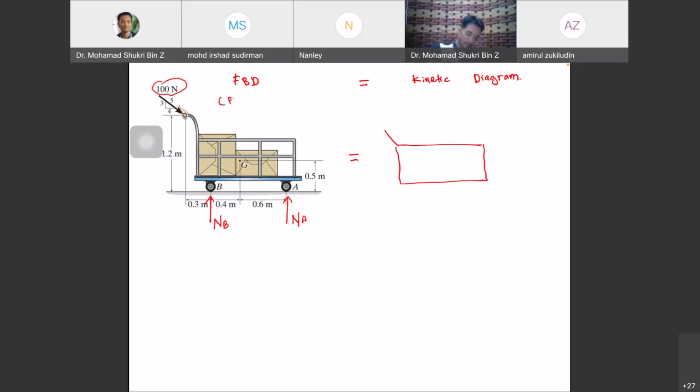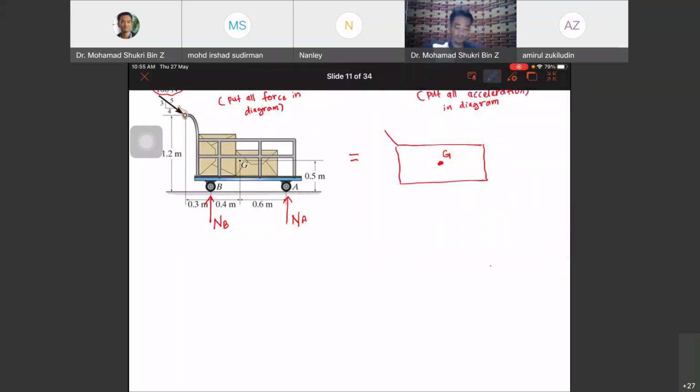For the FBD, put all forces in the diagram. For the kinetic diagram, you need to put all accelerations in the diagram. Where we put the acceleration is at the point of gravity, the center of mass. This is your center of gravity.